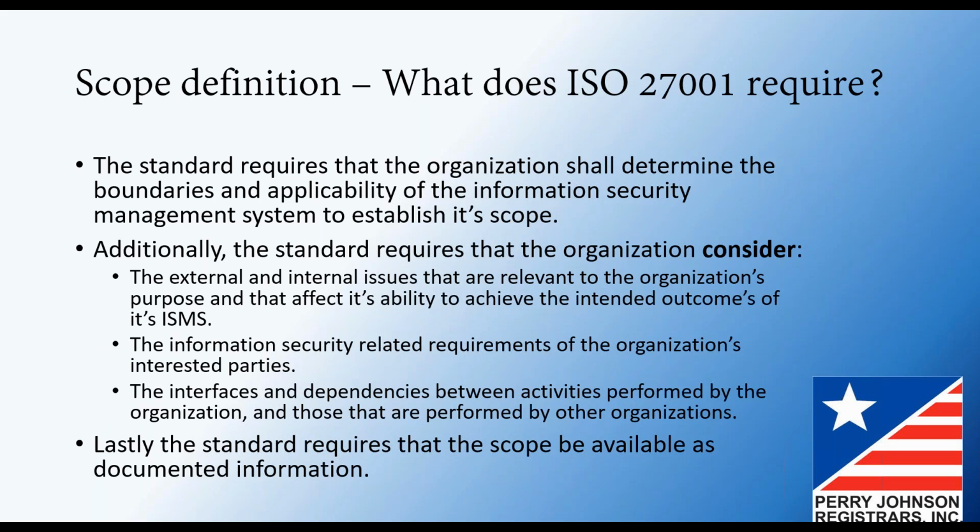All right, so what does ISO 27001 require when defining your scope? The standard talks about determining the boundaries and applicability of the information security management system. Additionally, the standard requires that you consider the external and internal issues that are relevant to your organization's purpose and that affect its ability to achieve the intended outcomes of its ISMS, the information security related requirements of the organization's interested parties, and the interfaces and dependencies between activities as performed by your organization and those that are performed by other organizations. And then lastly, the standard requires that this scope and scope related information be available as documented information.